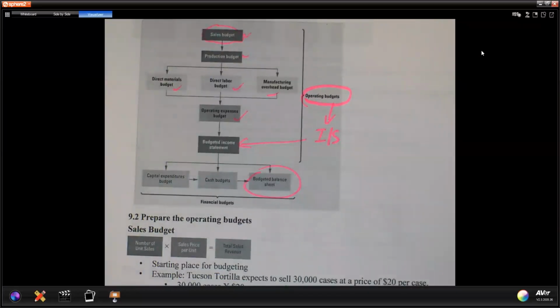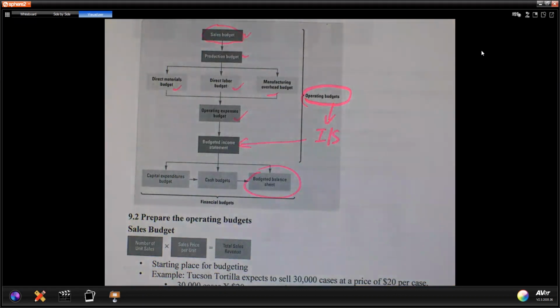Hello everyone, welcome back. This is the second part of our chapter 9, the master budget. Last time we basically talked about some concept, background, and then general idea of what we will cover in this chapter. So in this video, we will start working on the detailed budget.